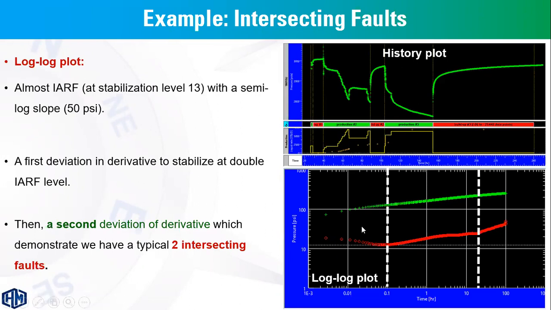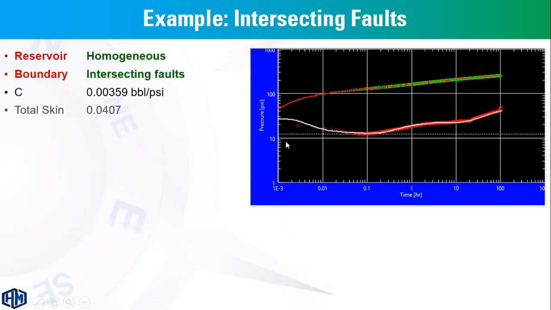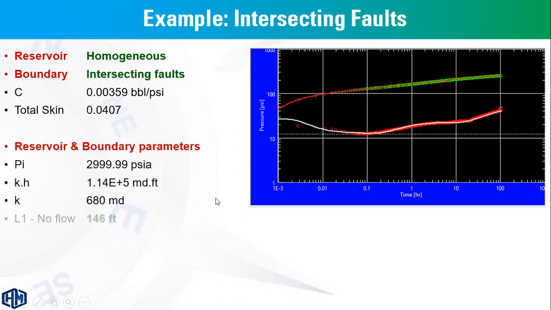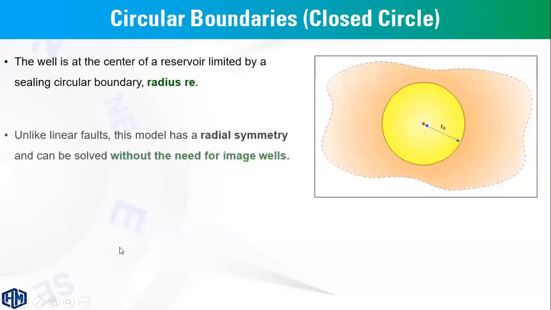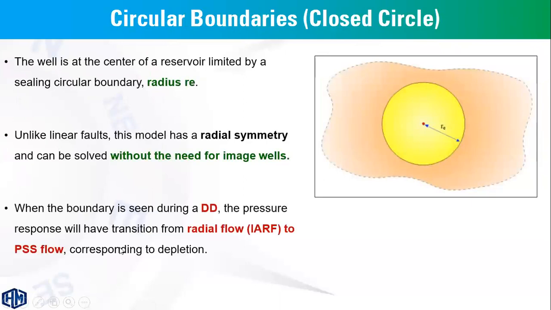The interpretation and matching of this model is using two intersecting faults. This is the final matching of this model. So for the boundary, we have two intersecting faults, and this is the distance from the well to fault number one, L1, and the second fault, the distance L2, and the angle theta between the two faults is 92 degrees.